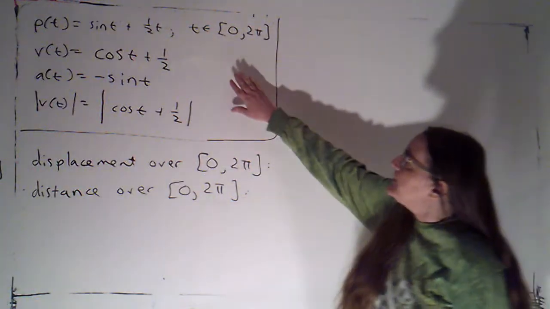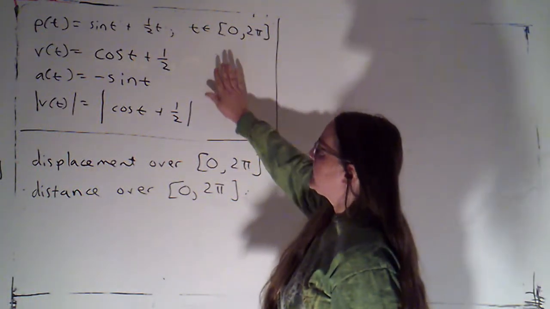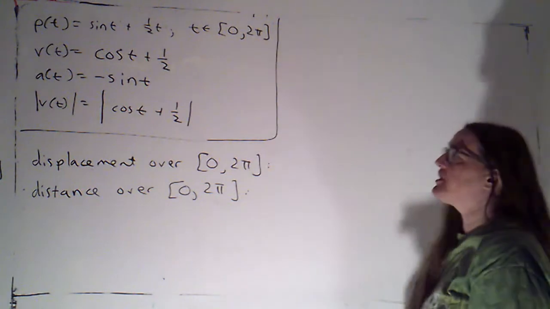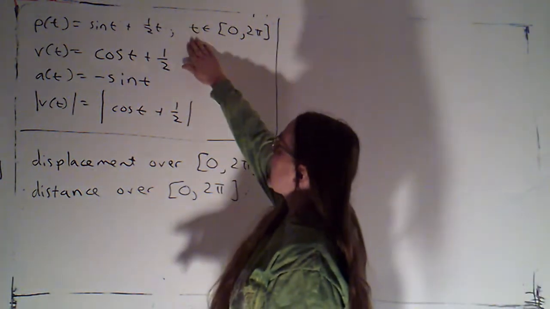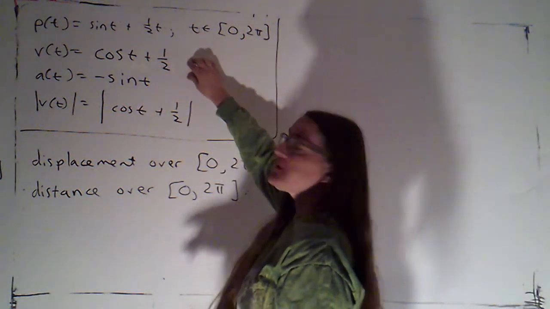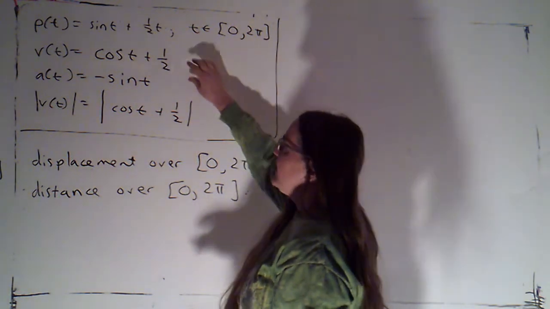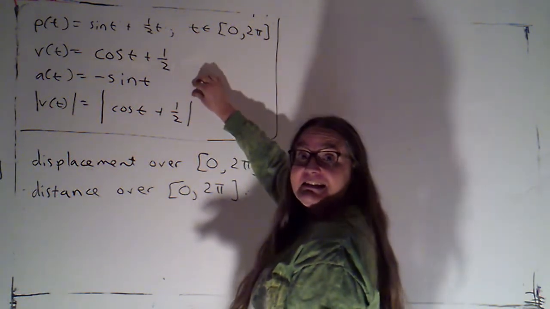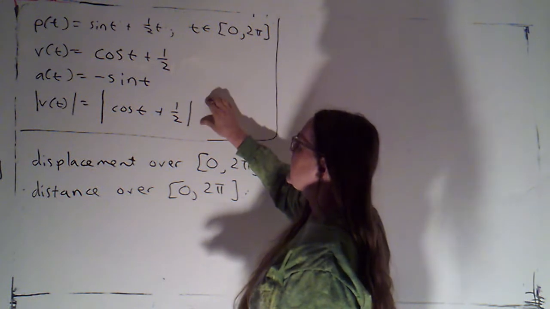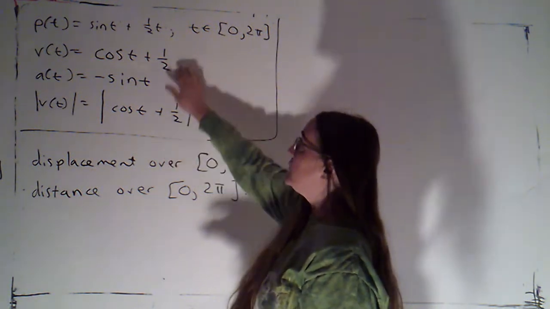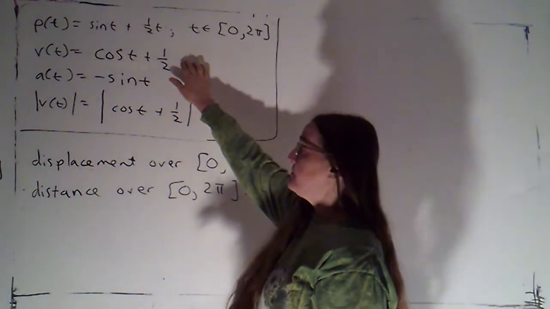All right, I've filled in the formulas for velocity, acceleration, and speed. I think those were pretty straightforward. Derivative of sine t plus 1/2 t is just cosine t plus a half. The derivative of that is negative sine t, and that's our acceleration. And speed is just the absolute value of the velocity function.